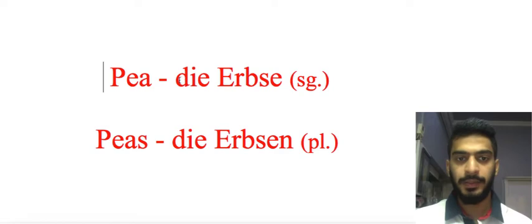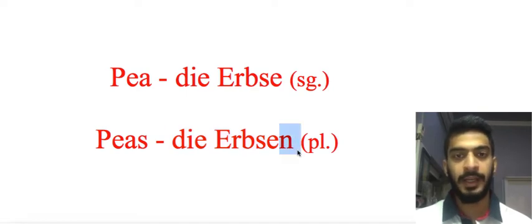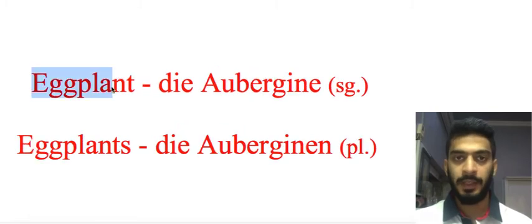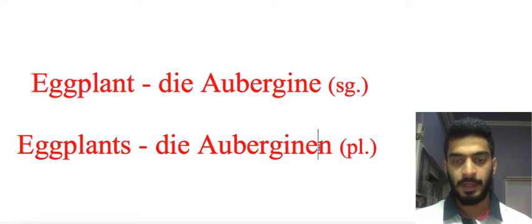Pea, the word is die Erbse, singular form. Peas, die Erbsen, plural form. In this word, we have extra N at the last. The Erbsen, peas. Eggplant, die Aubergine, singular form. Eggplants, die Auberginen, plural form. Again, we have extra N at the last position.